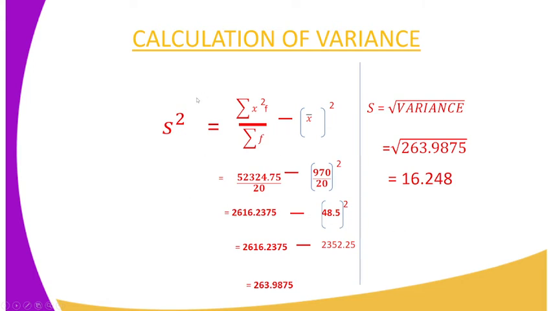After you apply this formula, for the first part, the value for this part only, you are supposed to get 2,616.2375, and the other part is the mean squared.